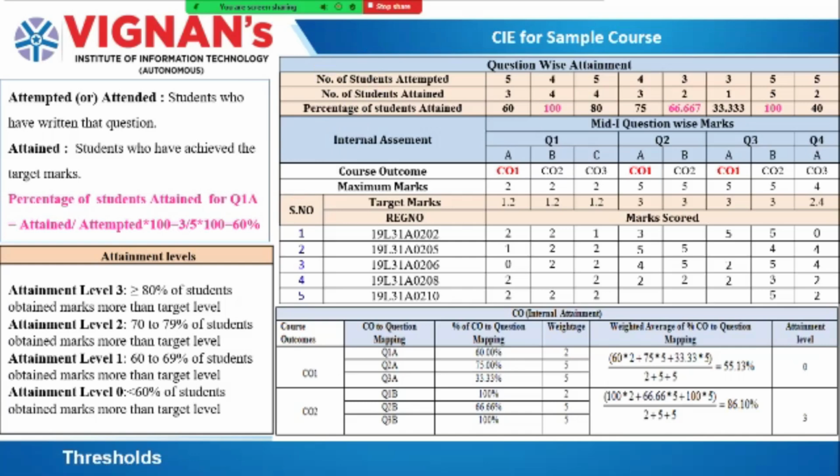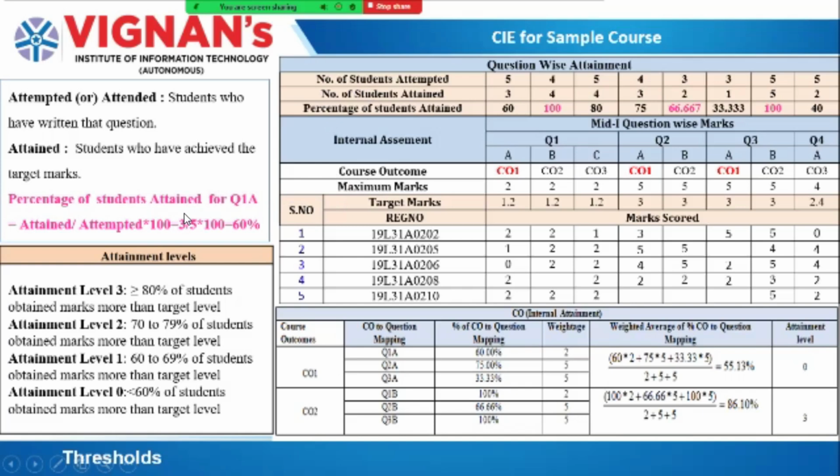But here the weightage is also there. See the weightage for question 1A, the maximum marks is 2, and question 2A is 5, and question 3A is 5. This is the weightage for each question. Now we have to find the weighted average of that particular CO. That means 60 into 2, 75 into 5, 33 into 5 by 2 plus 5 plus 5. Then you will get the weighted average, that is 55.13 percentage.